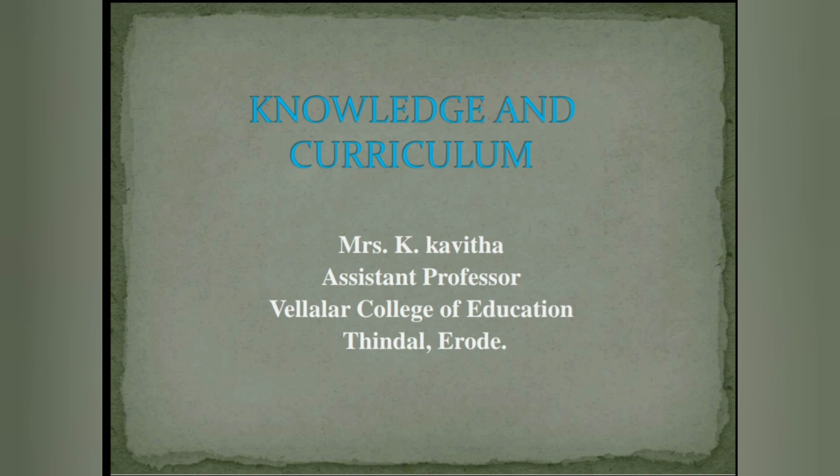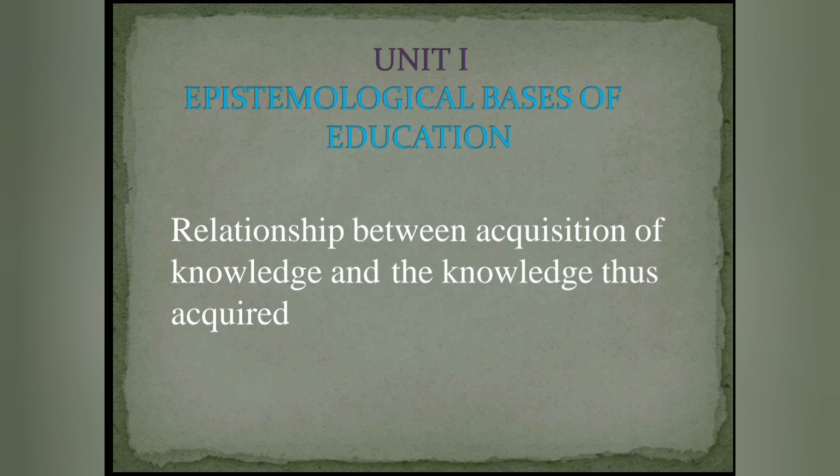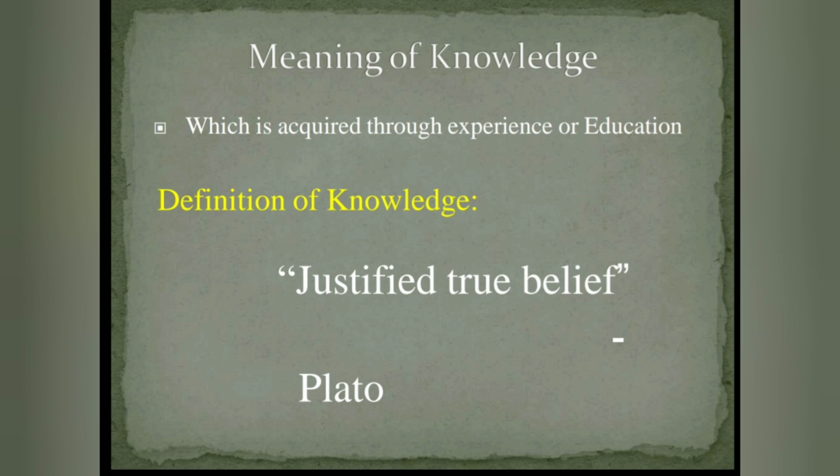So today we are going to see a unit in Knowledge and Curriculum, chapter 1, Epistemological Basis of Education. In this chapter we are going to see a detailed view about the relationship between acquisition of knowledge and the knowledge thus acquired. So we all know that knowledge is acquired through experience or education, and the standard definition of knowledge is justified true belief, which is said by Plato.